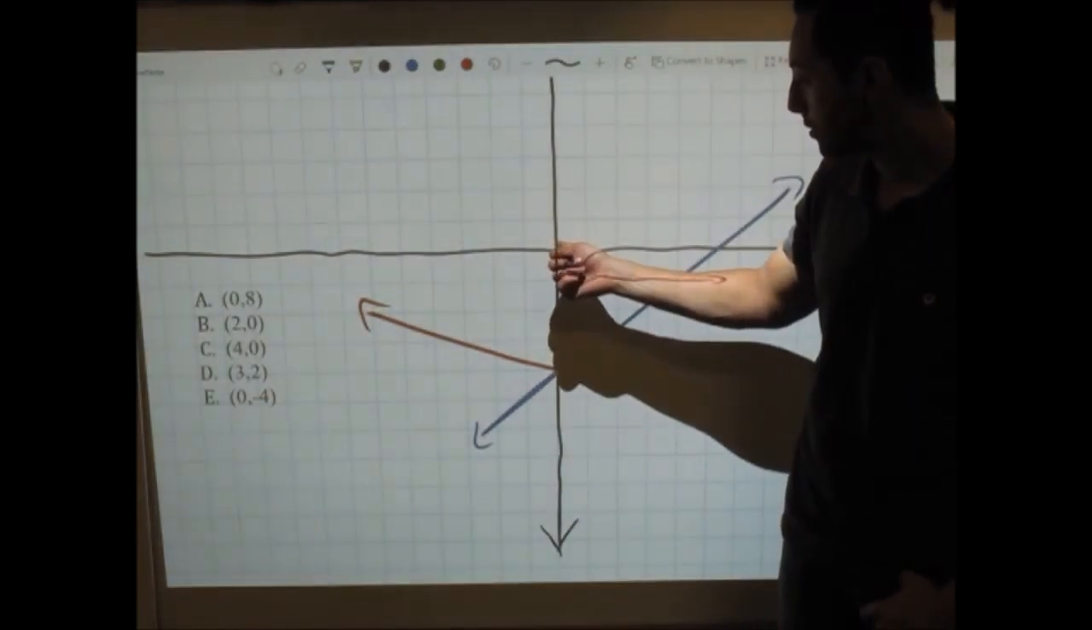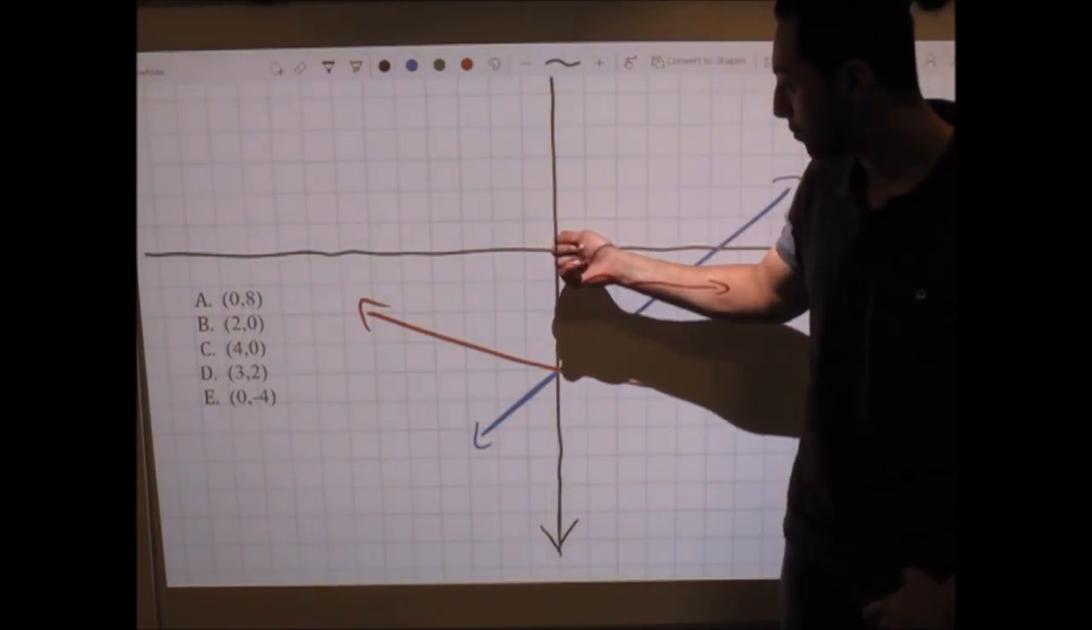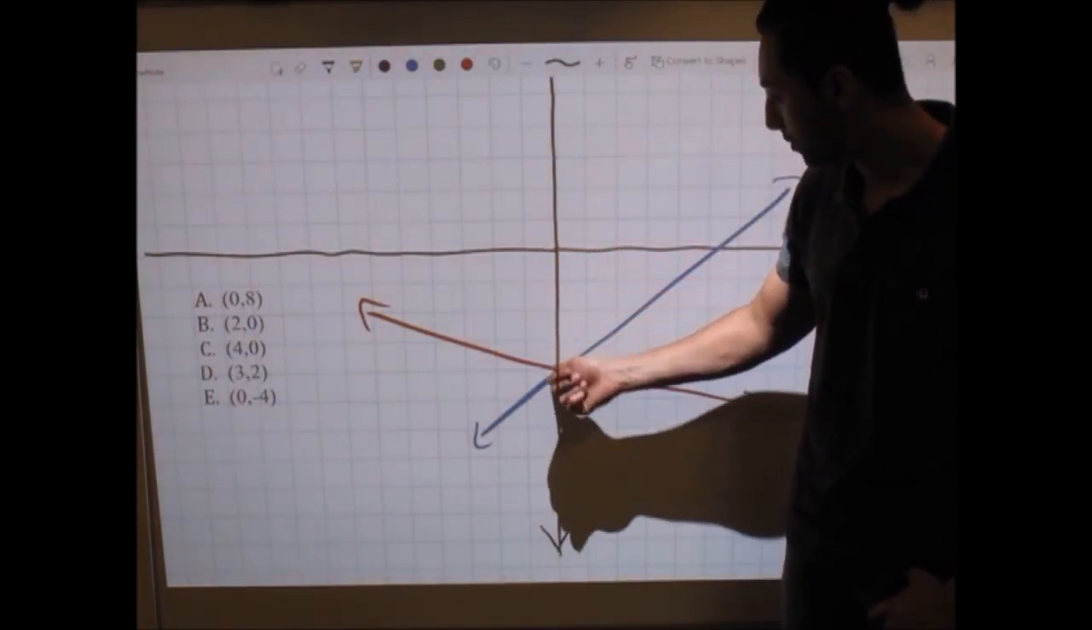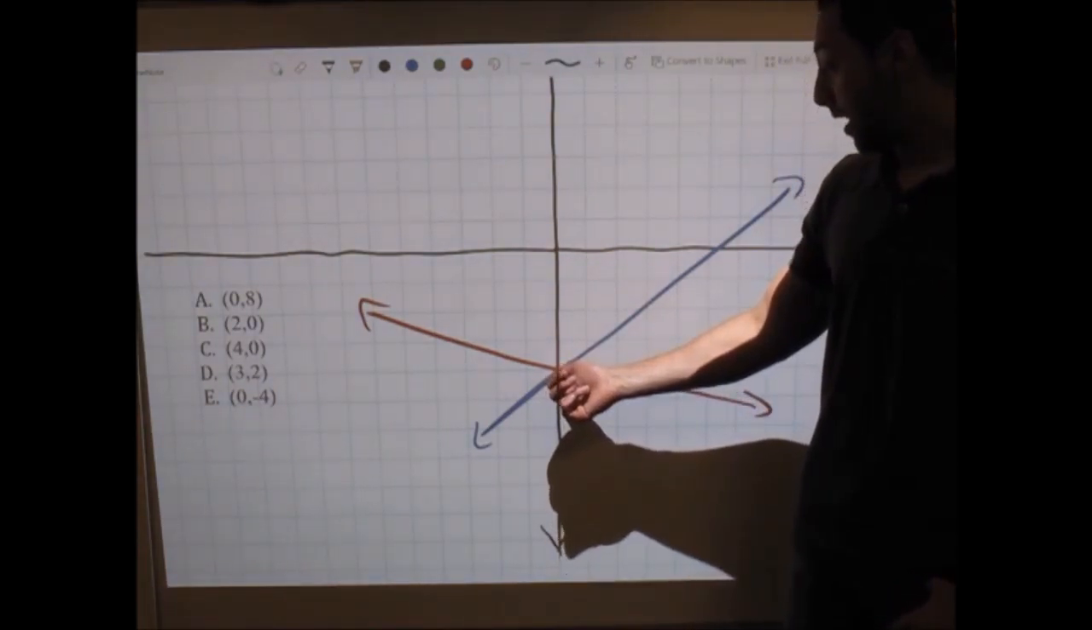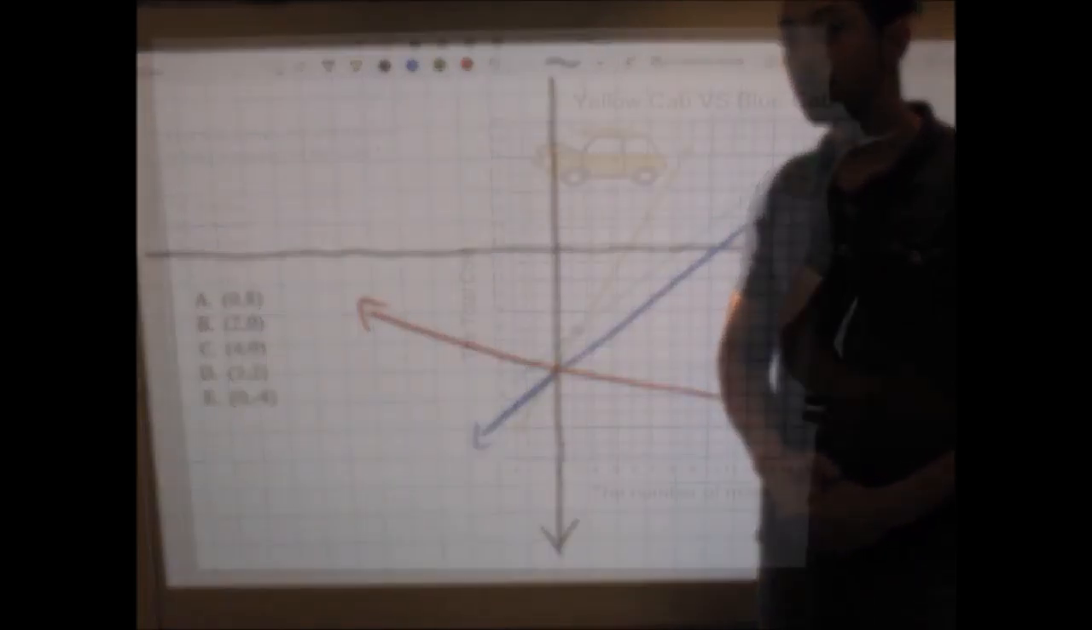So if we start at the origin at 0, don't move anything in the x direction and move down 4 units in the y direction. So 1, 2, 3, 4. And the lines do intersect at that point, so the correct answer would be E.